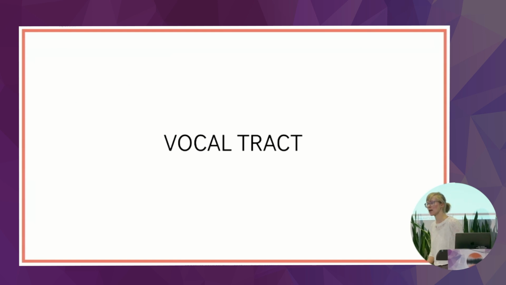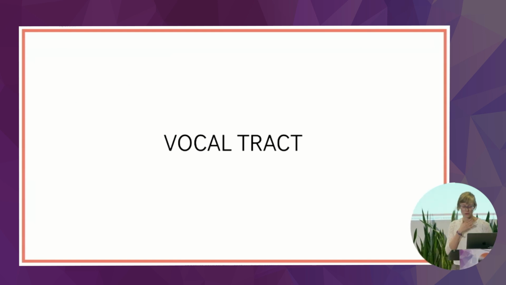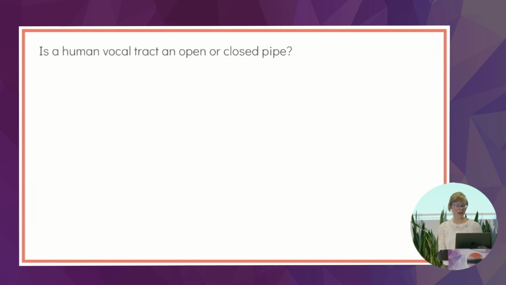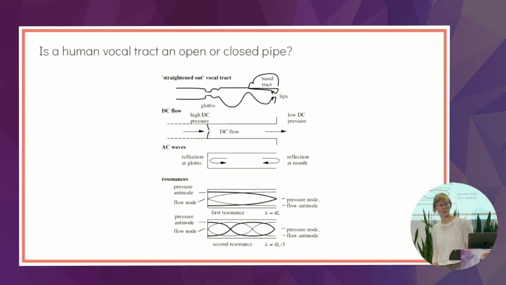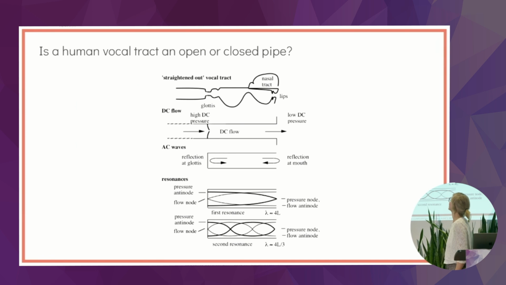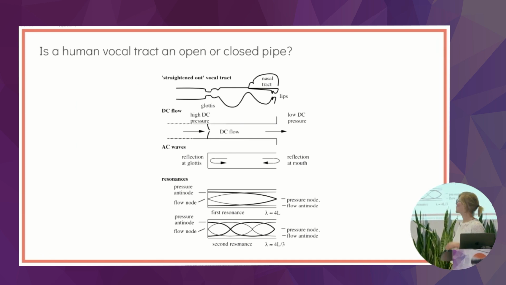So, okay, let's start a little bit with the instrument, with our vocal tract. Earlier in the series, I was posed the question, is a human vocal tract an open or a closed pipe? And so I have an answer. It is actually a closed pipe, where the bottom of your vocal fold is the closed end and your mouth is modeled as the open end.